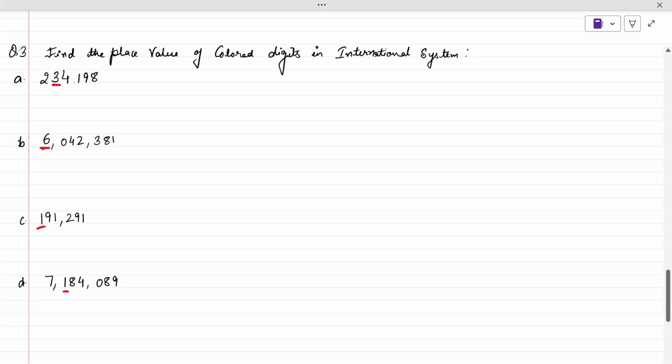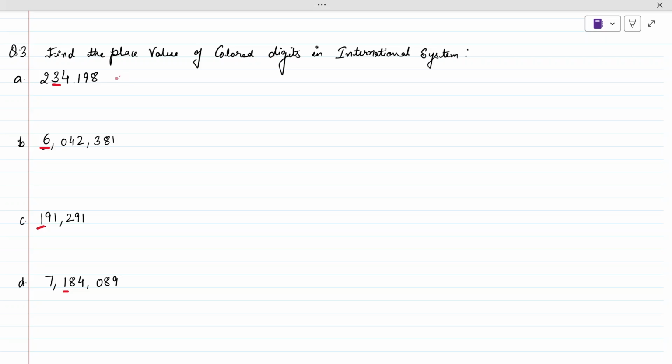Hello students. I believe you have practiced the first two questions of this exercise, and now you know how to write any number in the international system, how to put commas, and how to identify the different places in a given number. So let's begin today's class with the third question, which says that we have to find the place value of the colored digits in the international system.